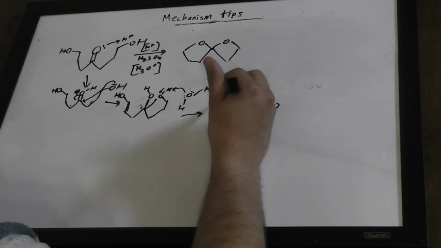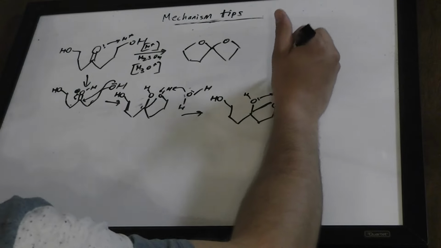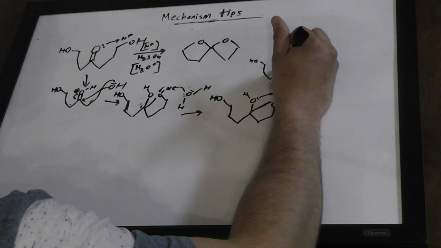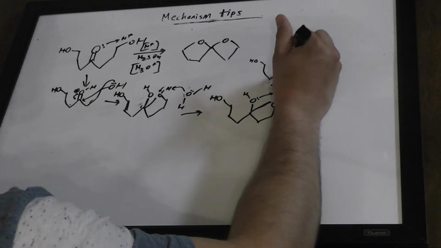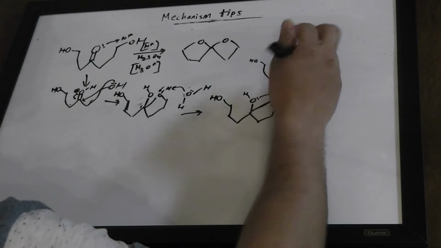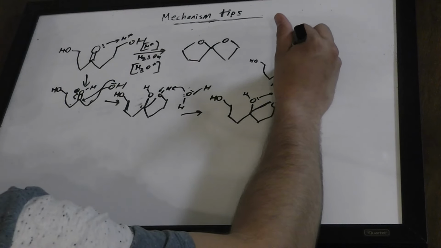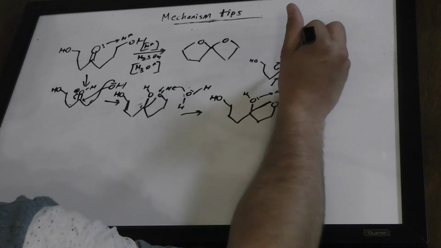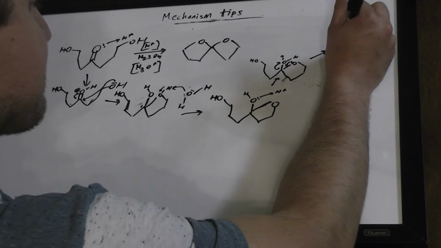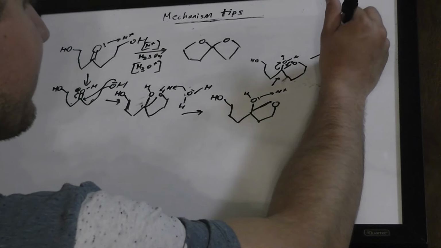Second, we need this second OH to attack here, so first what we have to do is protonate that to make it OH2. Now this can slide down and have a double bond there, and then this can kick out the OH2, the water. So then you're left with a compound that looks a little strange.